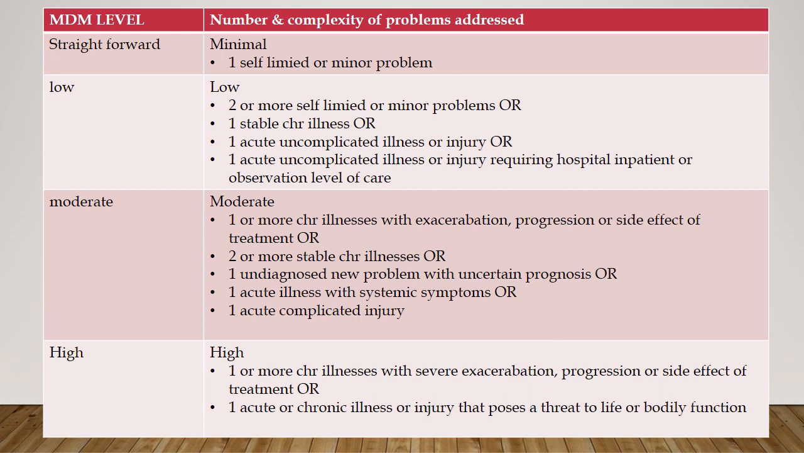If there are two minimal problems as well as two stable chronic illnesses, two minimal problems come under low, but two stable chronic illnesses come under moderate. So you need to take the higher one, moderate. That you have to keep in mind. So identify the problems and categorize which level of the problem table they come under. And then you go to the next data table.